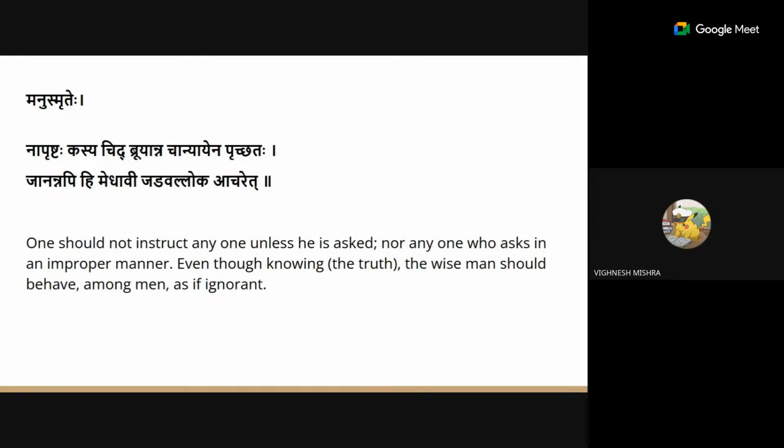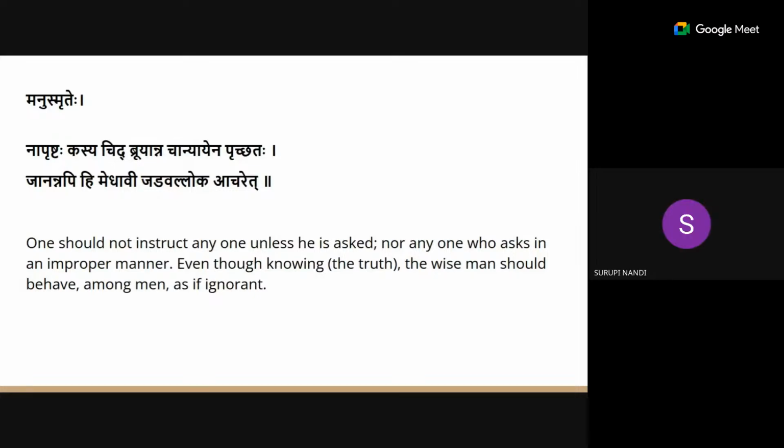Jananapi hi medhavi, jadavalloka acharet. Right. Okay, now the whole thing at once. Na prishtah kasyachid bruyanna chanya yena pritchatah janannapi hi medhavi jadavalloka acharet.